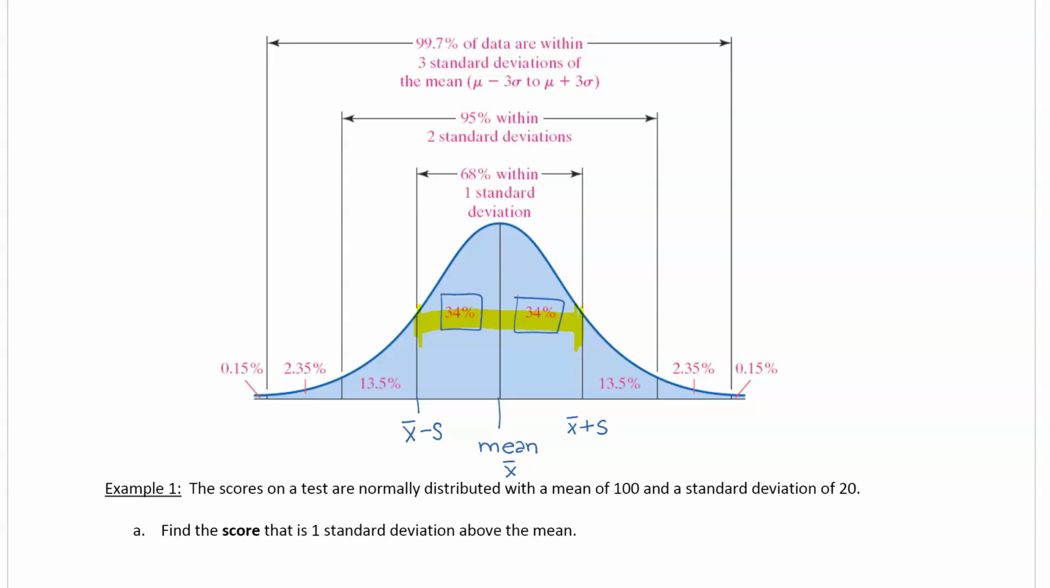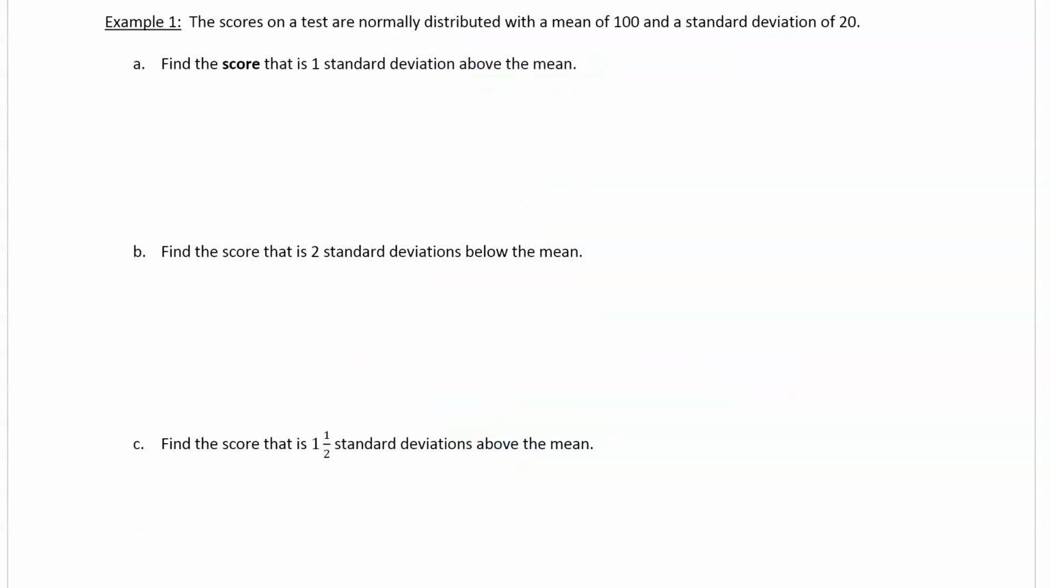The other portions of the normal distribution have the percentages filled in for those sections. To find these values, it involves a little bit of subtraction and then division, but for now we'll just use the values that are on the graph. Let's do a couple of examples.